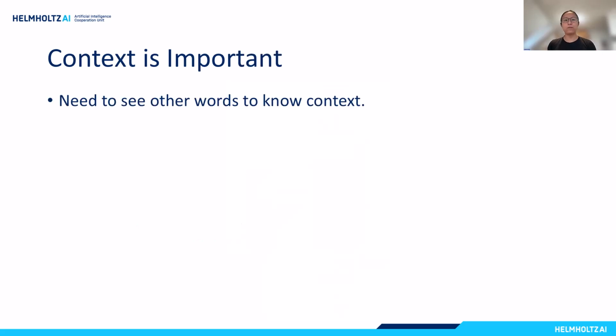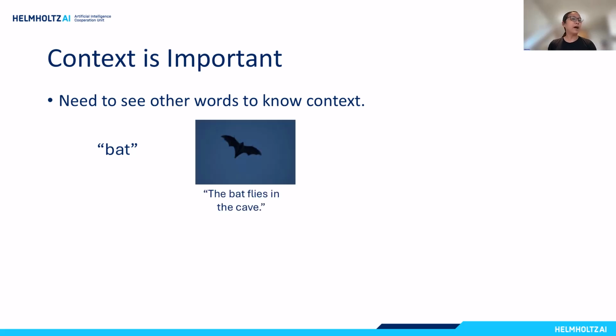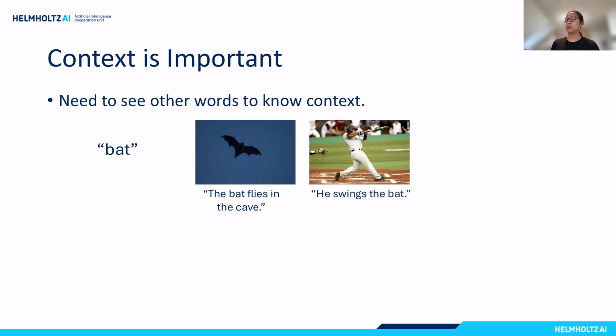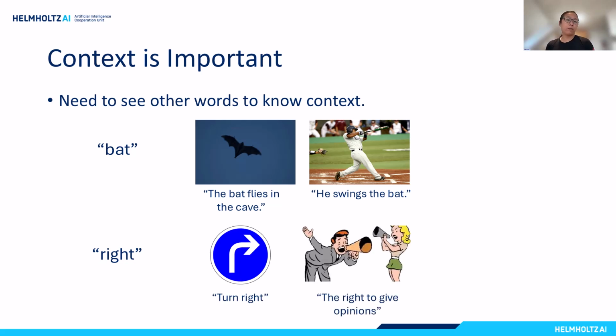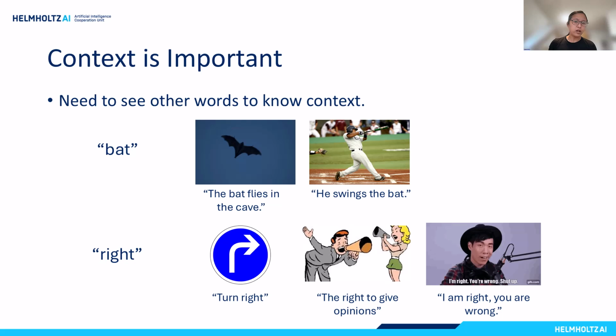Context is important. We need to see other words to know context. For example, the word bat. It can be "the bat flies in the cave" or "he swings the bat." The word right: turn right, or the right to give opinions, or "I am right, you are wrong." Without context, we would not know the meaning of the word for sure. That's why we need self-attention.